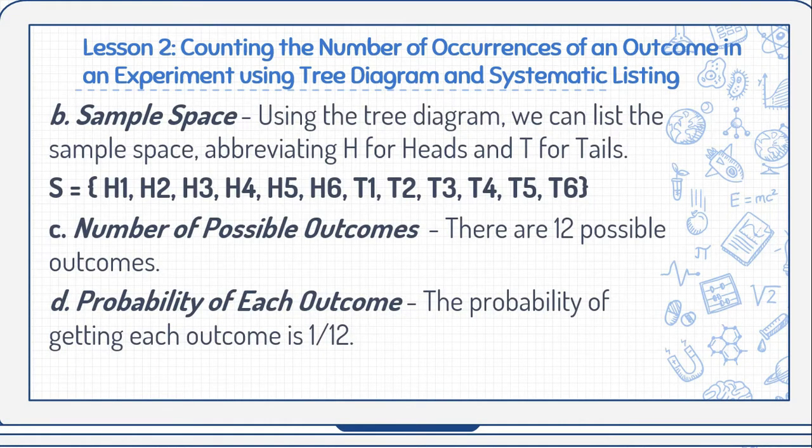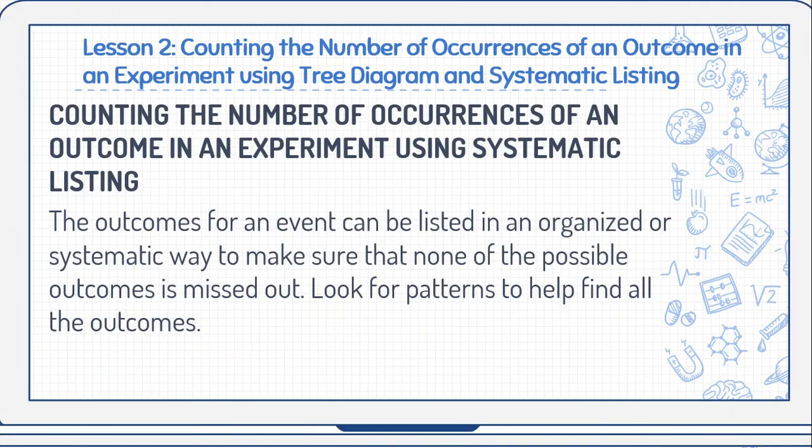So, okay. So ito po yun. Now, punta tayo sa counting the number of occurrences of an outcome in an experiment using systematic listing. Okay, so this time, systematic listing.